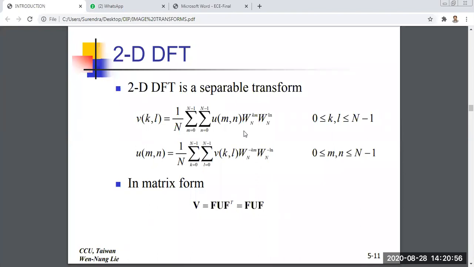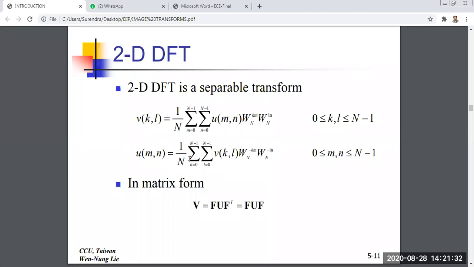So instead of one Fourier transform coefficient, there are two different Fourier transform coefficients. Here k and L are greater than or equal to 0 and less than or equal to n minus 1. However, both are less than n. The forward discrete Fourier transform is given by V of k comma L equals 1 by n sigma m equal to 0 to n minus 1, sigma n equal to 0 to n minus 1, u of m comma n.